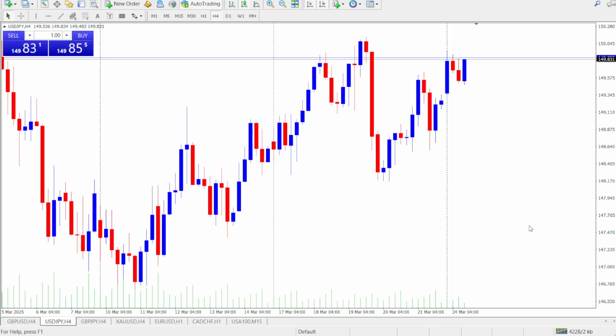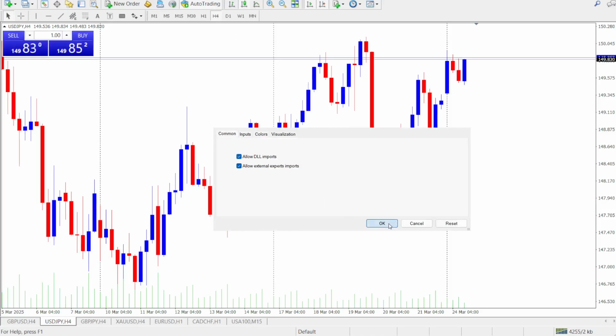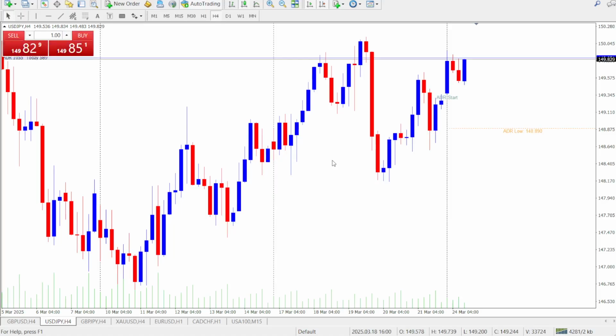This indicator is quite effective for those who want to understand market ranges and identify potential breakouts and reversals. I'm going to add the indicator to the chart right now and we're going to look at what this indicator actually is and how you can take advantage of it for your trading strategies. The ADR indicator.